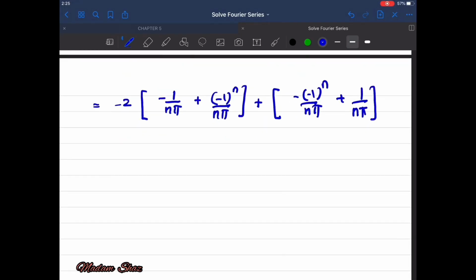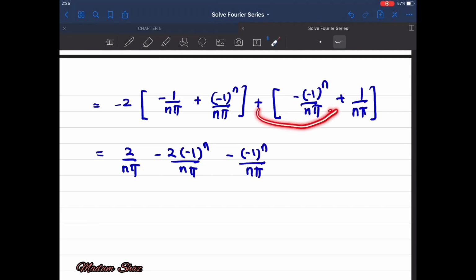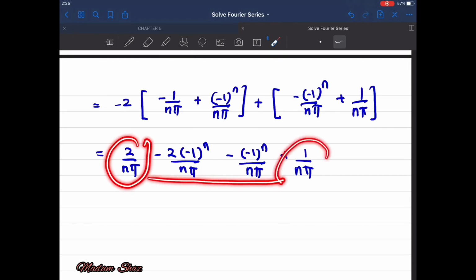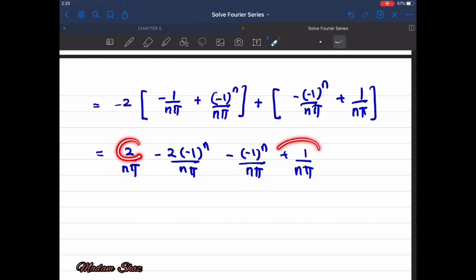So if we have a constant at the outside here, we have to multiply inside. So -2 multiply -1 will become 2 over n pi. -2 multiply -1 the power of n, -2 -1 the power of n divide with n pi. Plus minus will become minus -1 the power of n divide with n pi. Plus will become plus 1 over n pi. So now simplify 2 over n pi plus with 1 over n pi. 2 plus with the 1 will become 3 over n pi.